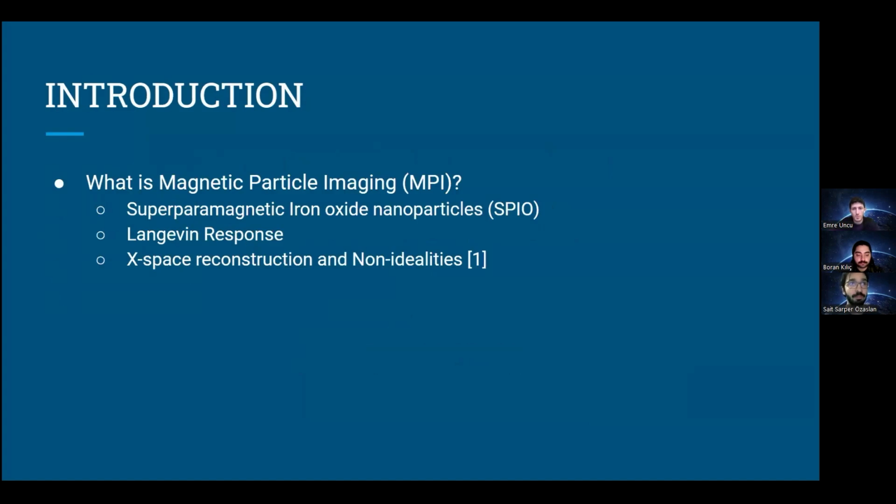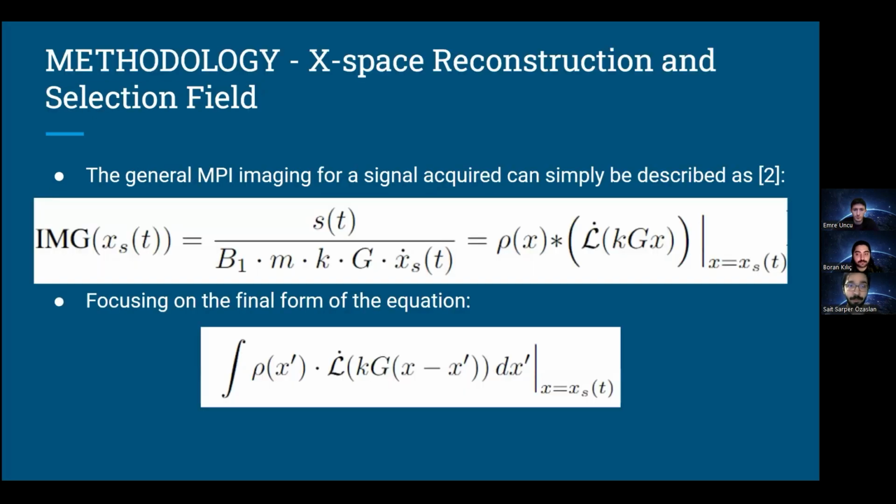Starting with the introduction, magnetic particle imaging is an imaging modality that uses superparamagnetic iron oxide nanoparticles as tracers. MPI utilizes the SPIOs' Langevin response to a magnetic field as an imaging modality, and this response is most pronounced around zero magnetic field, where this point is also described as the field-free point, FFP. Using X-space reconstruction, our project aims to implement a non-ideal selection field and explain how the responses of SPIOs change according to non-idealities such as shifts and warping conditions.